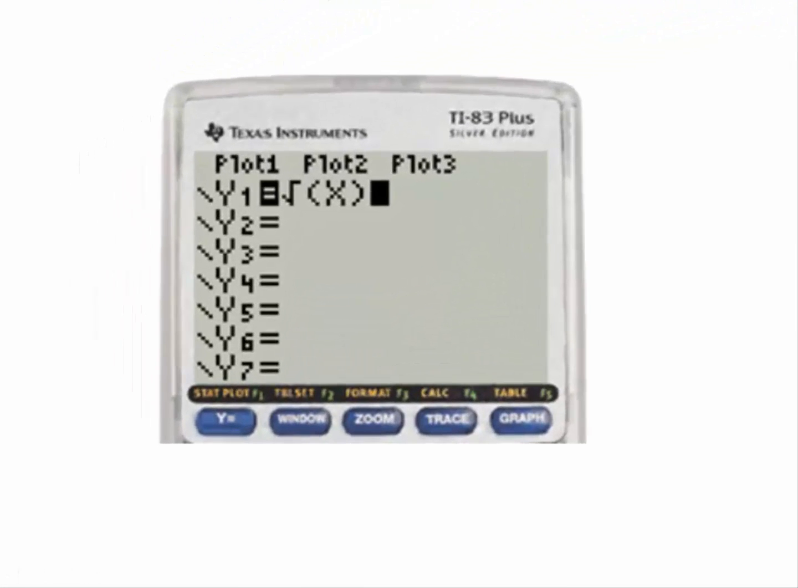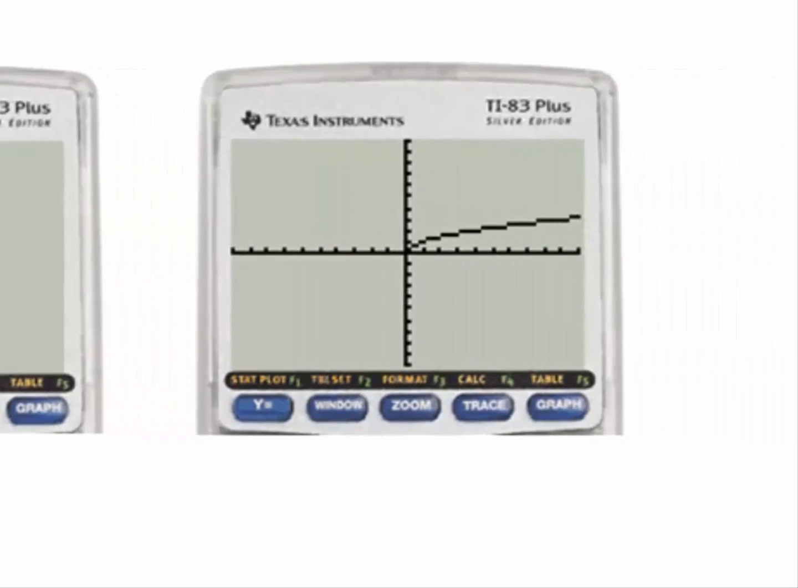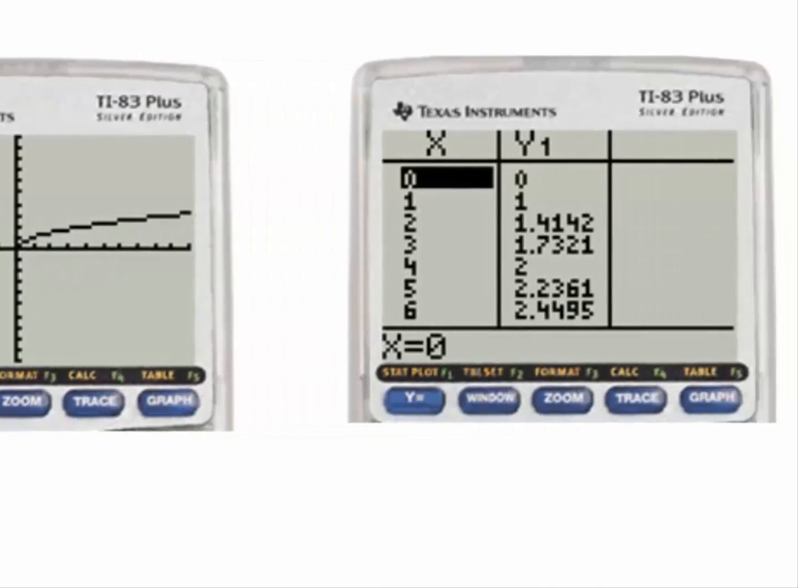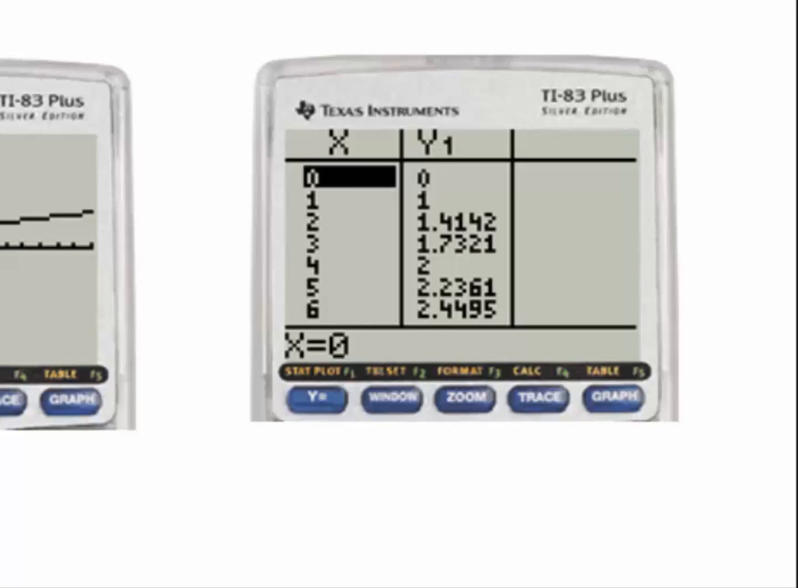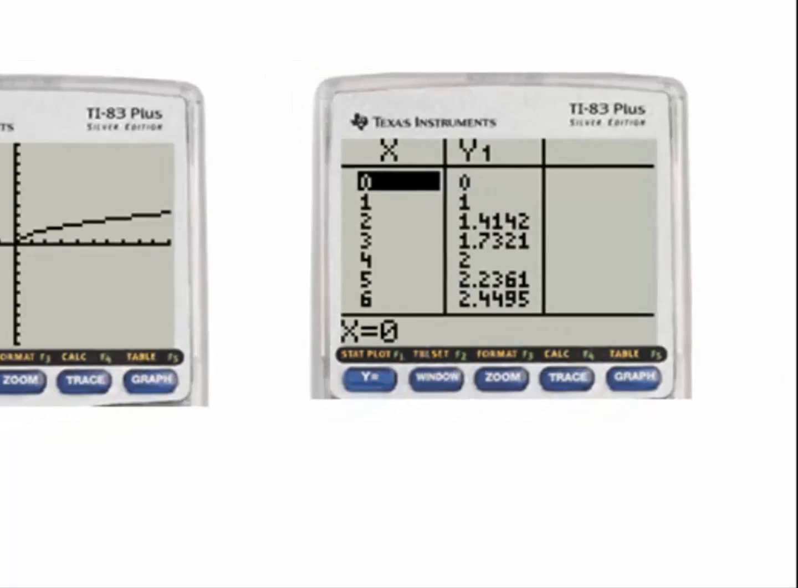Using the graphing calculator, if we type in the square root of x in y1 and hit graph, this will be our parent function. And if we hit second graph, which is table, we get the same values we had in the table in the previous slide.